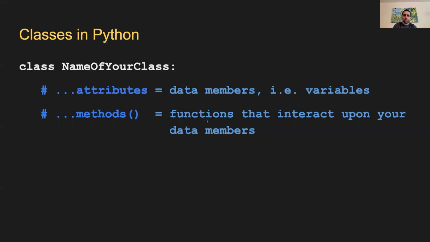These methods are what actually manipulate and act upon your data. You can have getter methods, which basically give you back the data members, which aren't as important if you're not modifying it. But you'll have setter methods, which actually update your data. So again, attributes are your data members. Methods are your functions that interact upon your data members.